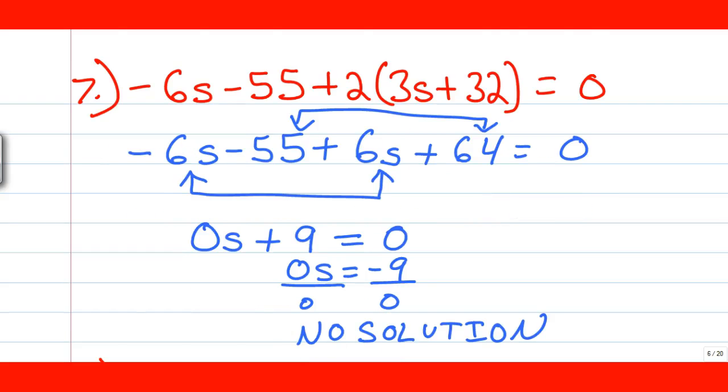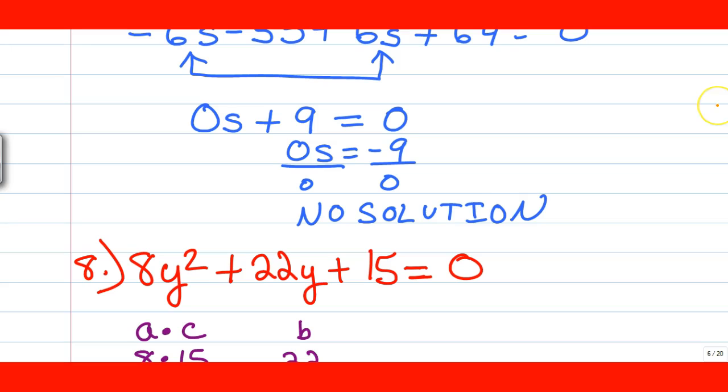Well, I've got a 0s. This is actually going to result in a no solution, but just so that we can see how it works, I'm going to take this 9 and I'm going to move it away from that s by subtracting it off both sides. So it clears on the left, and now it's over here on the right. So now I've got a 0s equals a negative 9.